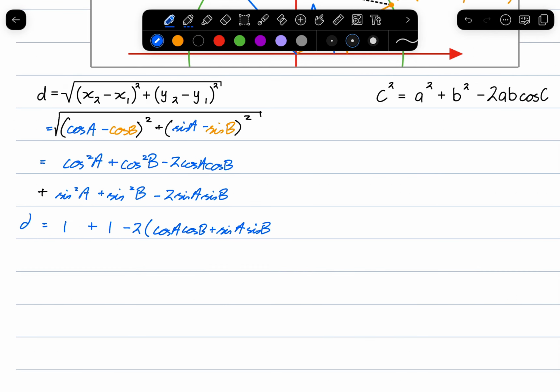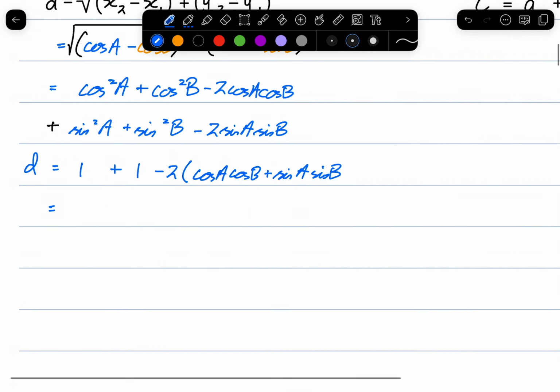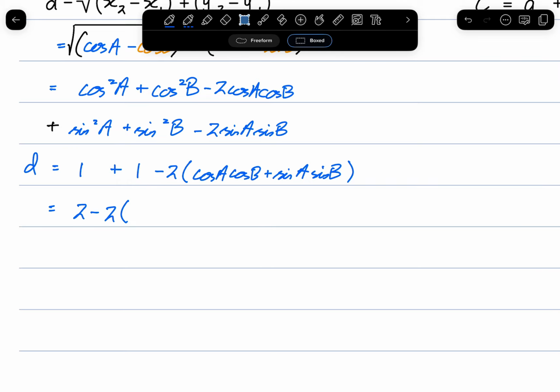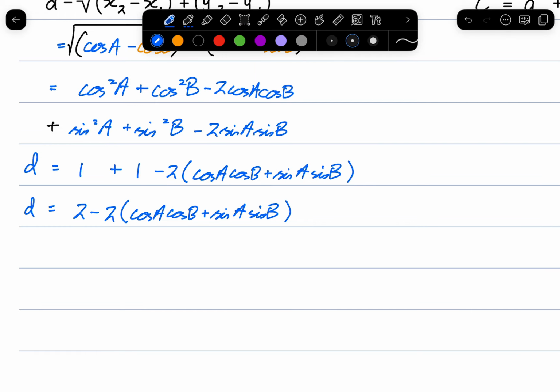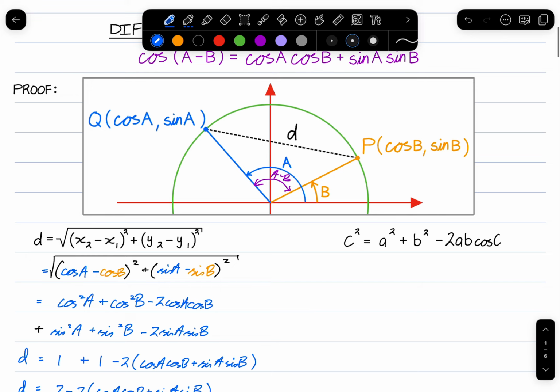Actually, no, I can simplify this further. I can see this is going to be 2 minus 2, bracket all of this. And there we have it. And that is the distance using the distance formula for coordinates.